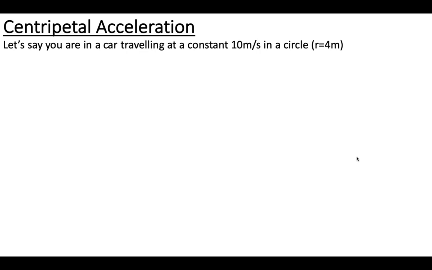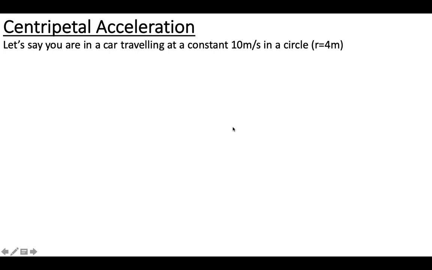Okay, I think this is the last thing we need to talk about here. Centripetal acceleration. And I'm kind of gonna give you something to imagine here and kind of guide you into what centripetal acceleration is. Let's say you're in a car traveling at a constant 10 meters per second in a circle. And let's say that circle has a radius of 4 meters.